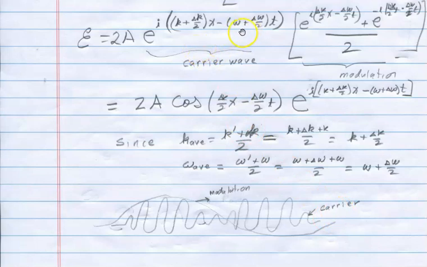Let's look at omega maybe. Omega is large. Remember, delta omega is relatively small, and so the carrier has a very high frequency component. On the other hand, for the modulation portion here, the delta k is small, and so the wavelength is large, right? And so the modulation is going to be this envelope really that modulates the amplitude of it.